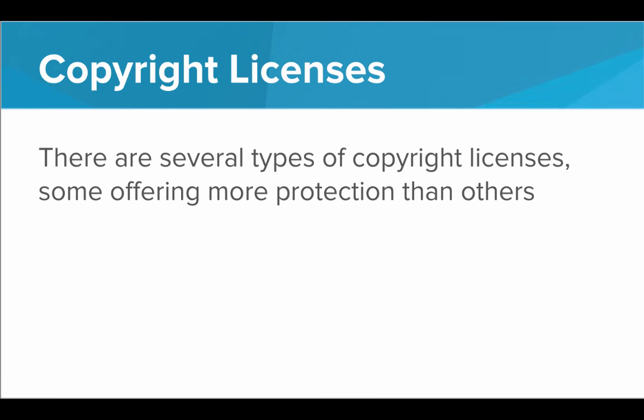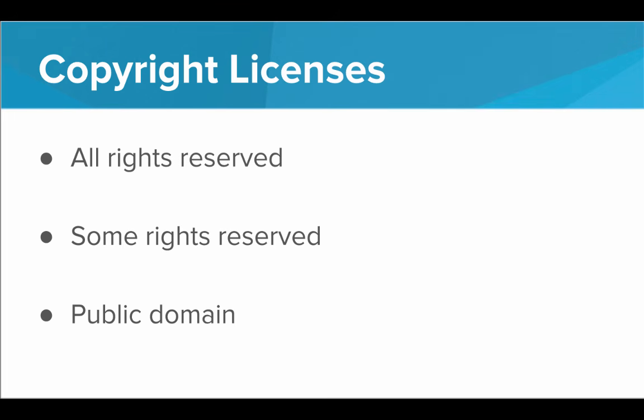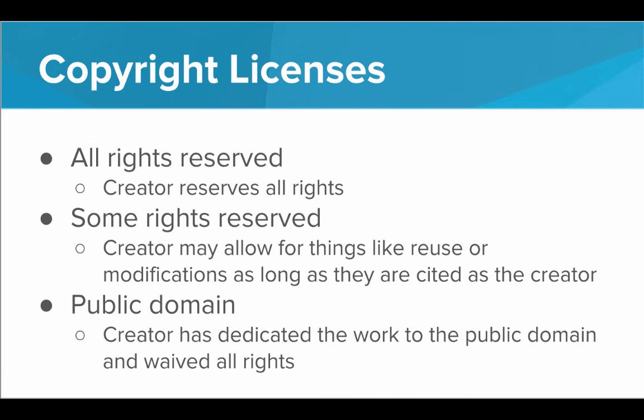Now, there are several types of copyright licenses, and some offer more protection than others. Some copyright licenses are all rights reserved, some are some rights reserved, and some allow the work to be in the public domain. If a copyright license is all rights reserved, that means that the creator reserves all rights given to them under copyright law. And if it's all rights reserved, you generally cannot use that image or that work. Other licenses are some rights reserved, meaning that the creator may allow others to reuse the work or to modify the work as long as the creator is cited as the original creator.